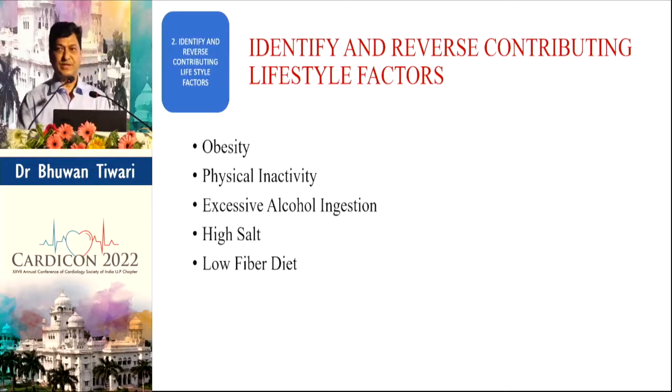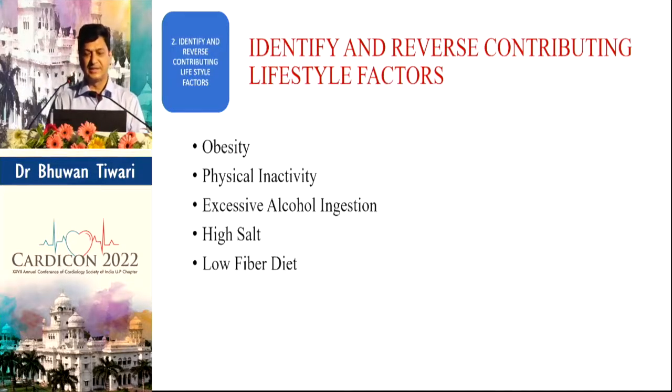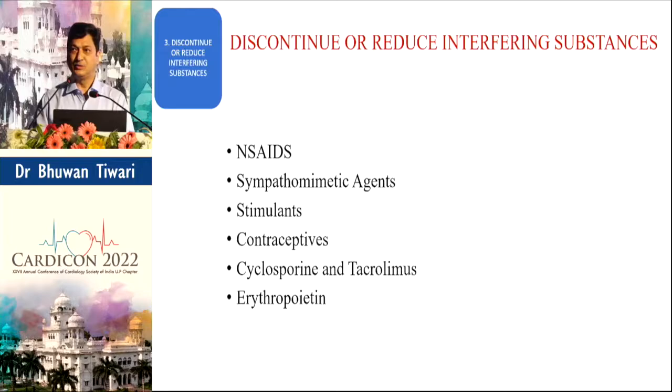So now the second step, identify and reverse the lifestyle factors like obesity, physical activity, excessive alcohol ingestion, and a low salt diet. All this we need to address. Then discontinue certain factors, like patients of hypertension at times are old, they have arthritic problems for which they are taking NSAIDs, other stimulants, or erythropoietin for chronic renal disease. So wherever possible we need to address as much as possible. In some cases we can stop and avoid, and in some cases like erythropoietin given for renal disease, we may not be able to avoid.